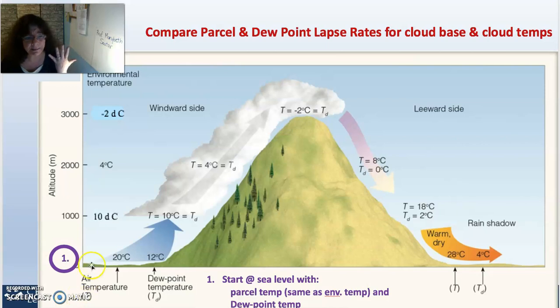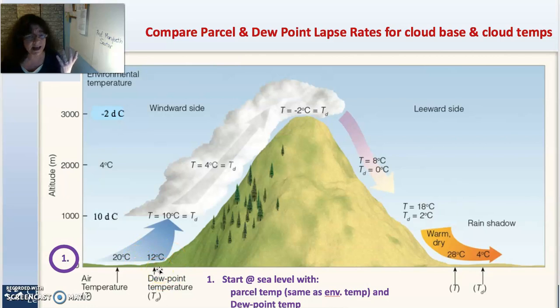And the first step is that we start on the windward side of the mountain and we start at the surface level. We start with an imaginary parcel that's gathered at the ground at the environmental air temperature, which in this case is 20 degrees Celsius. And we also measure the dew point and the actual vapor pressure of a parcel at ground level. And then we start another imaginary parcel at the dew point at ground level.